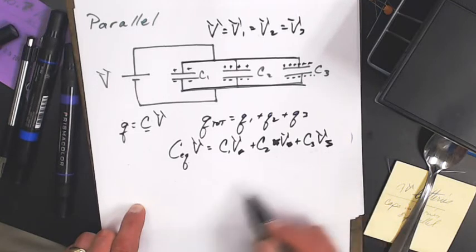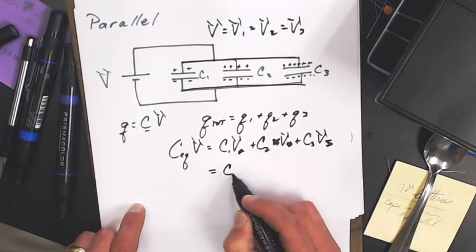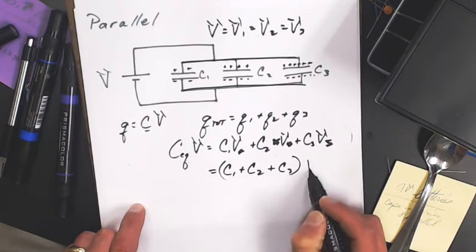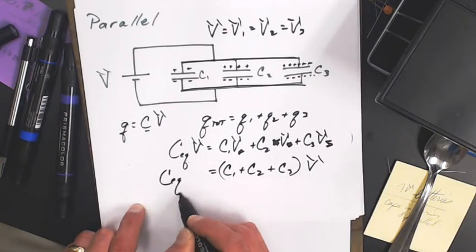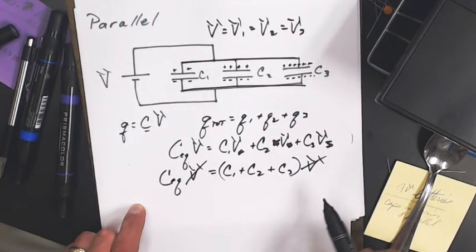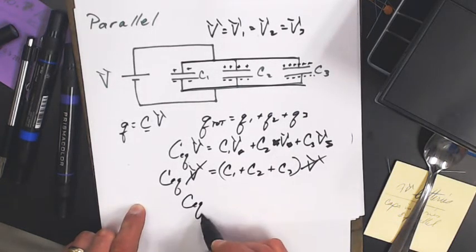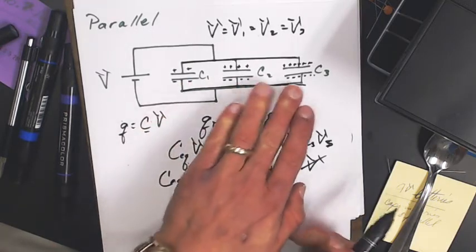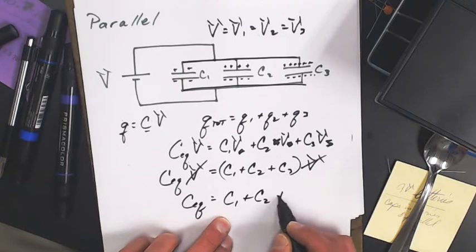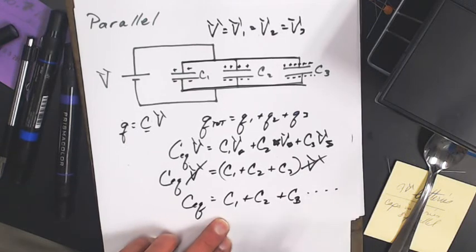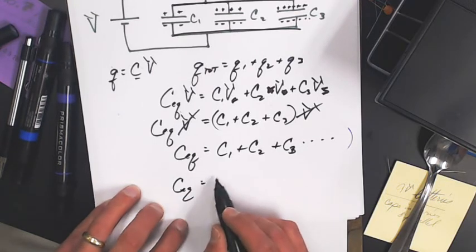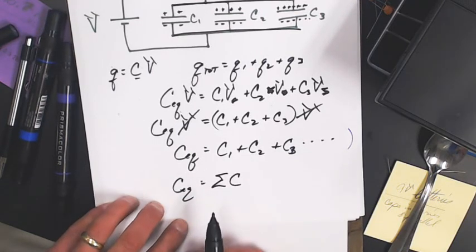That goes away. So now you end up with C1 plus C2 plus the capacitance of 3 times the potential, and that's the equivalent capacitance times the potential. That goes away. So the equivalent capacitance, when they are in parallel, is just the simple sum of the capacitances. All right.